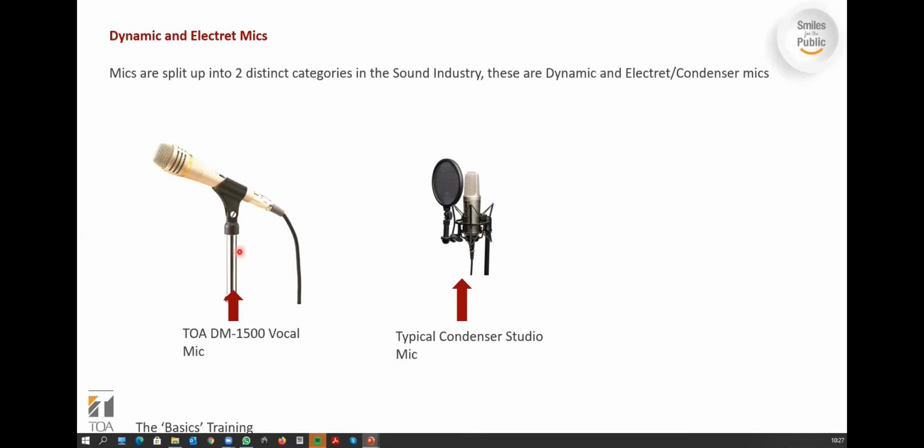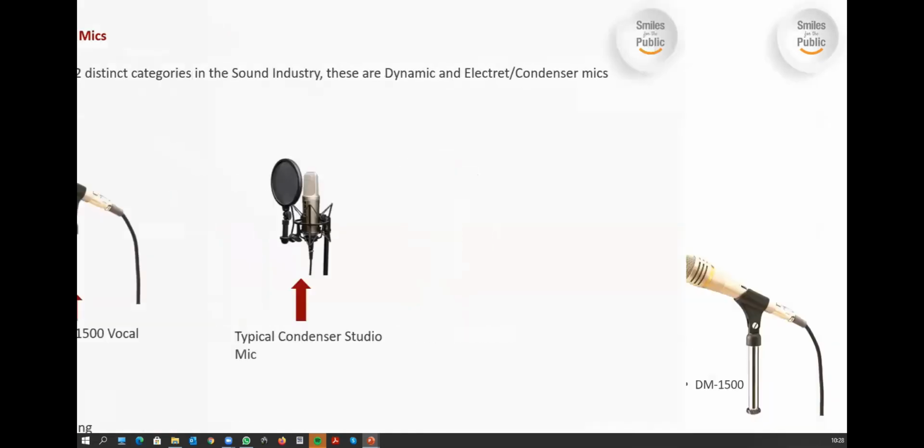Before I go further into the next PowerPoint, the next page, dynamic microphones, number one, these are normally handheld and they are called moving coil microphones. They do not need phantom power. Condenser microphones are electric or capacitor based microphones. They do need a voltage. We'll discuss that further as I present the microphones from TOA.